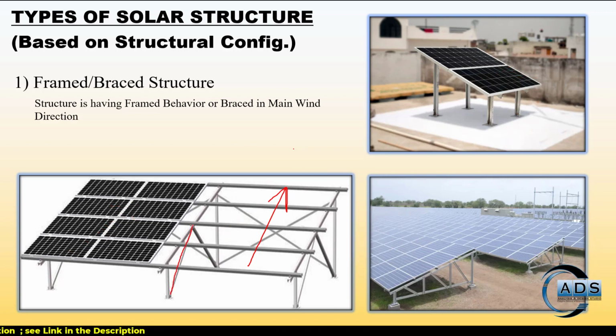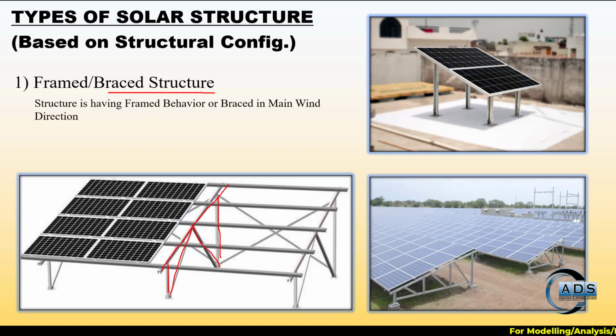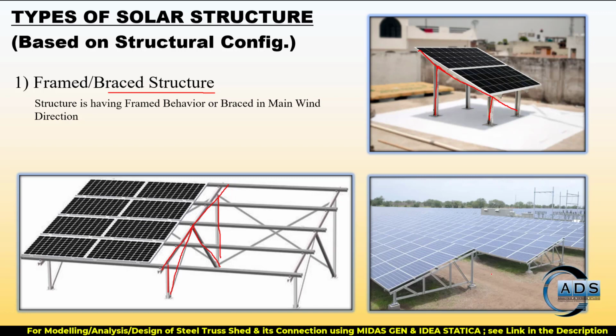For example, in this structure we can see that these are the bracings, and this is the beam and these are the columns. So this is the frame having a braced structure, and this is the frame where no bracings are there, so it has a framed structure. It's a moment frame, and in this particular picture we can say that it is something like a truss, so it is also a braced structure.